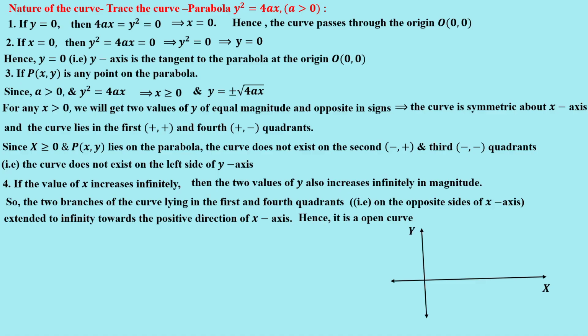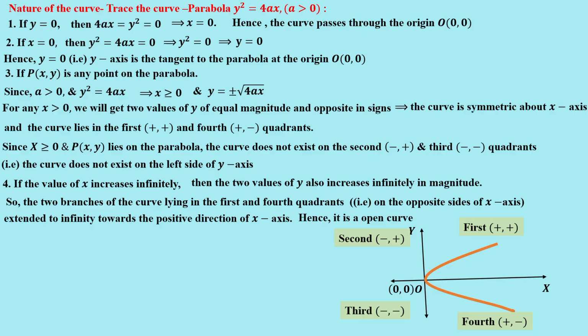So this is the x-axis, this is the y-axis, this is the origin. The curve will be open. This is the first quadrant, this is the second quadrant, third quadrant, and fourth quadrant. So the curve exists only in the first and fourth. There is no trace of the curve in the second and third.